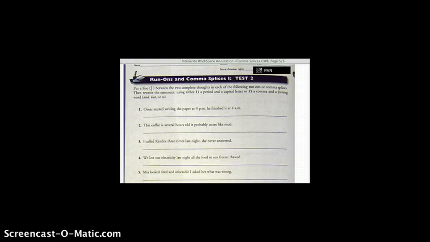Let's take a look at number 1. Omar started writing the paper at 9 p.m. He finished it at 4 a.m. Omar started writing the paper at 9 p.m. Draw your vertical line. He finished writing it at 4 a.m. These two sentences lend themselves to end punctuation and capitalization. Omar started writing the paper at 9 p.m. Capitalize the H on he. He finished it at 4 a.m. Your assignment is to go ahead and do 2 through 10. Once again, please do not use the same method all the way through the assignment. Use both methods, 1 and 2.